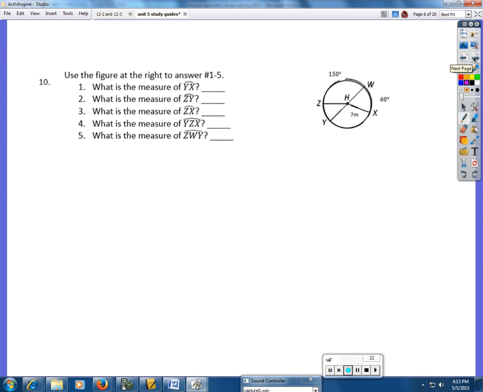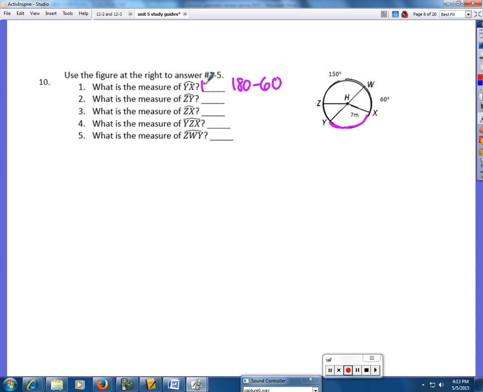Okay, so number 10, I have 5 arcs I need to find the measure of. So remember, we have to remember how they're named. YX is a minor arc, so I want the measure from Y to X. Well, I can see I have a semicircle here, so that adds up to 180. So this would be 180 minus the other piece of that semicircle, or 60, and that gives me 120 degrees.